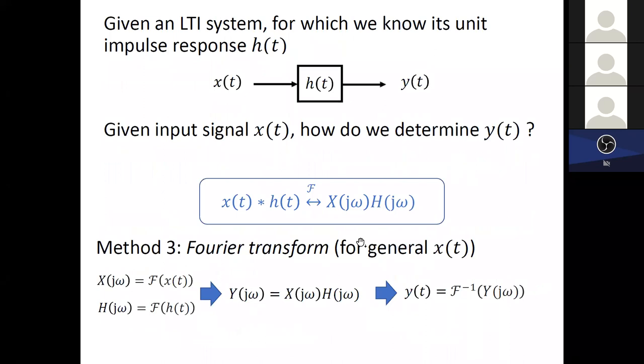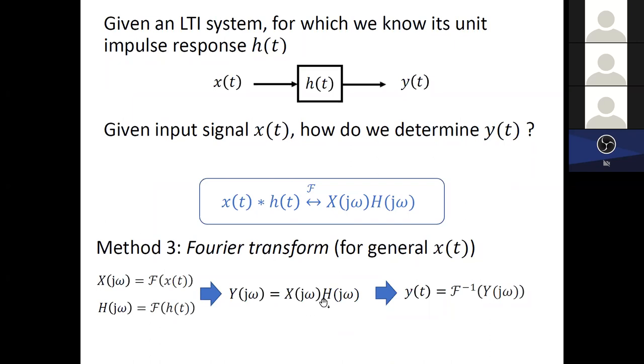Then method three is what we learn in this chapter. We can apply Fourier transform for a general signal x of t, whether it is periodic or not. And this is where the convolution property is useful. Since y of t is the convolution of x and h, why don't we first take the Fourier transform of both x and h. Then in the frequency domain, we can directly multiply capital X and capital H. So the multiplication is more straightforward to calculate than the convolution.